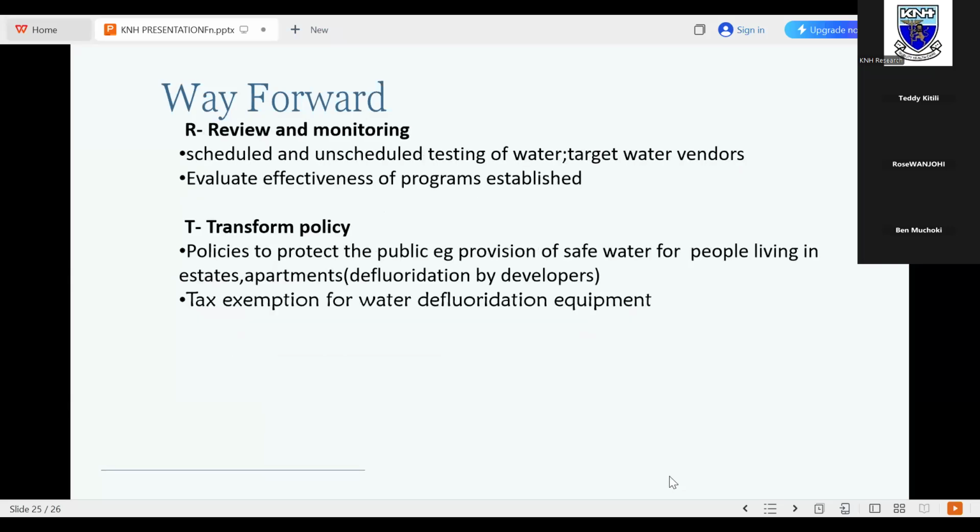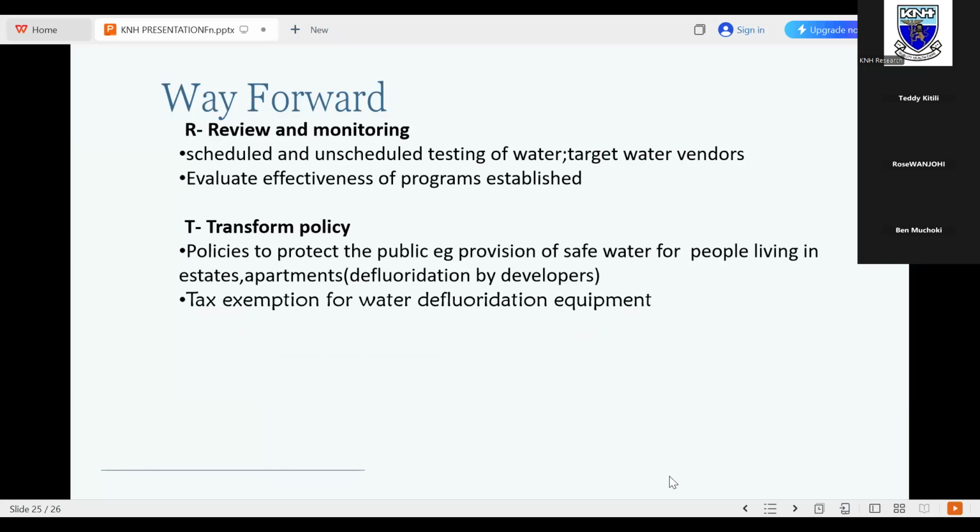We need to keep monitoring and reviewing our water, and especially the public health department needs to target the water vendors, because some of them are just installing the water purification equipment and they just let it run for life. So long as there is a UV light there, someone will just let it run for life. So I think the public health department has a huge role here in protecting the public. We need also to evaluate the programs that we establish.